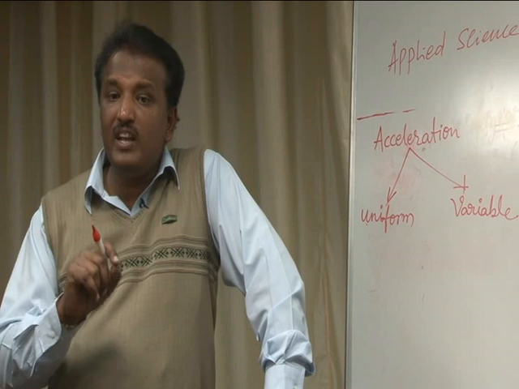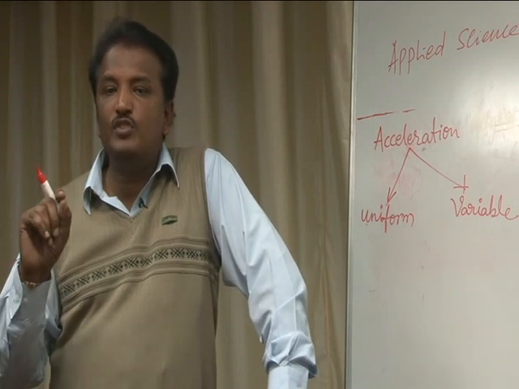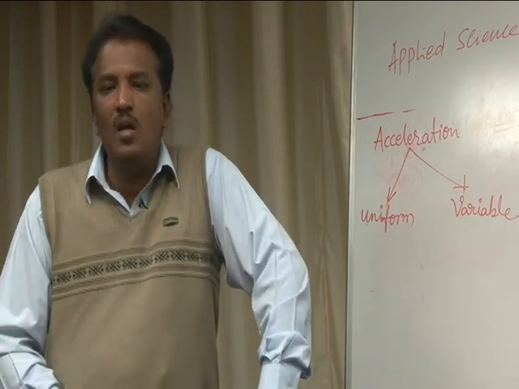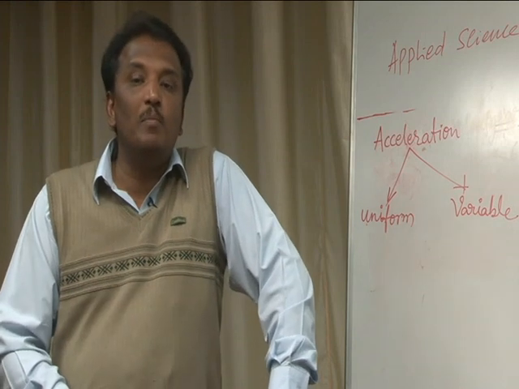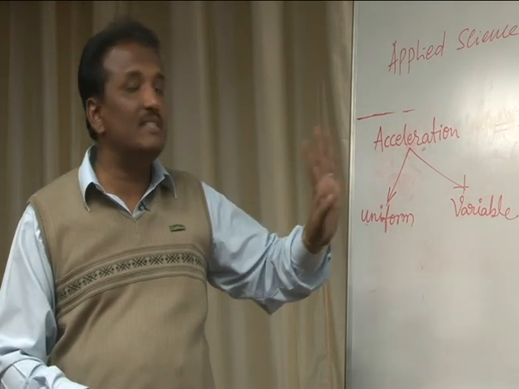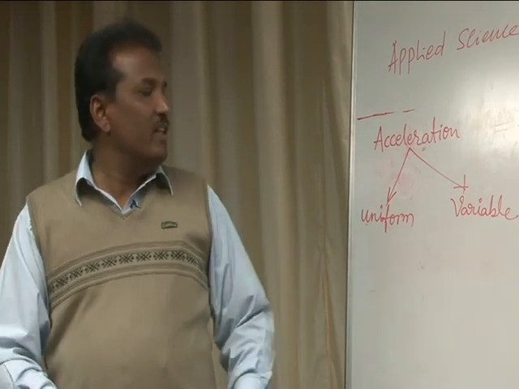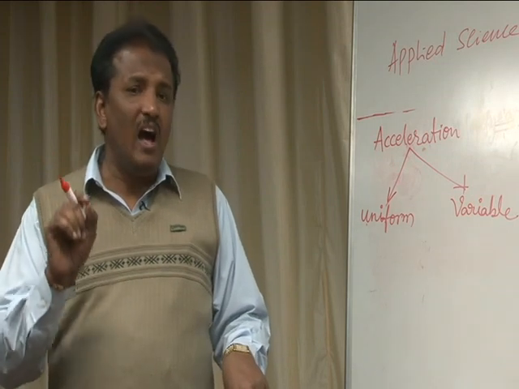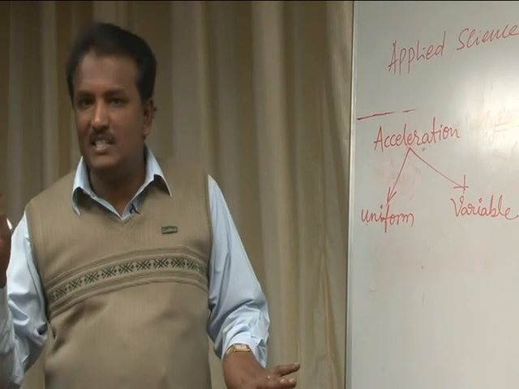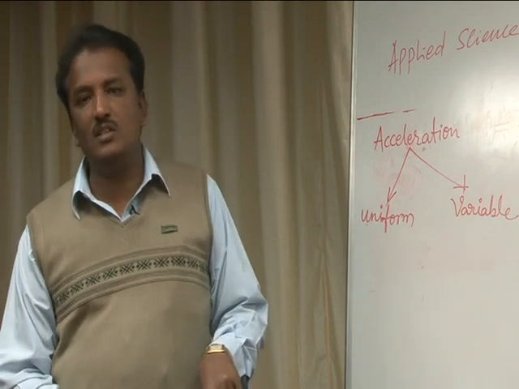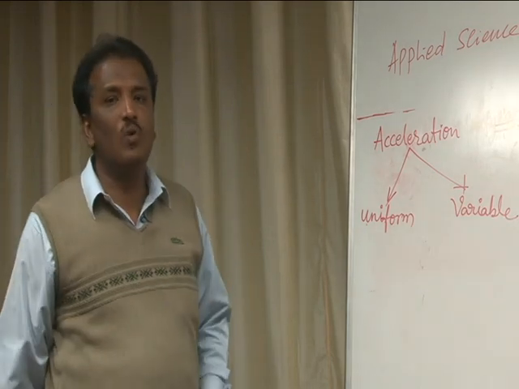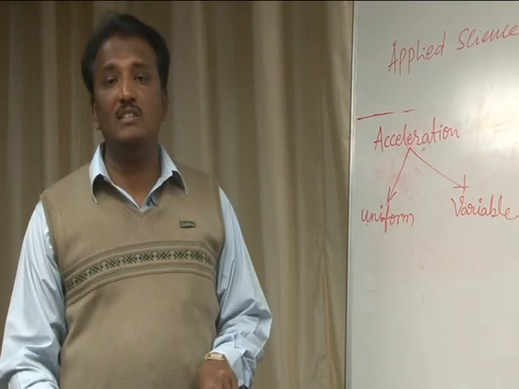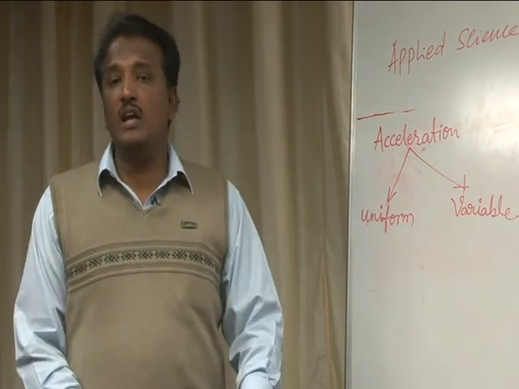Here, if there is an unequal amount of change in its velocity in equal intervals of time, however small the interval may be, a body is said to possess a variable acceleration. Note that the unit and dimension of uniform and variable acceleration are the same as those of the original physical quantity, acceleration.